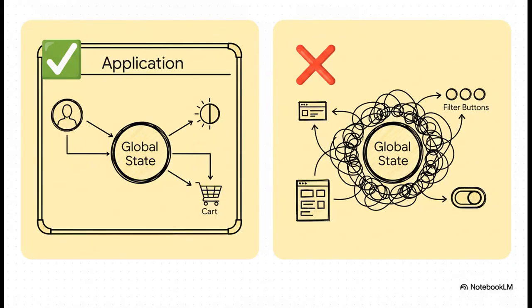Now, of course, this doesn't mean global state is evil. It's not. It just means we have to be really surgical about when we use it. And this right here is your cheat sheet. Is the piece of data something truly global? Like, is the user logged in? Or what's the current theme of the site? Great. Global state is perfect for that. But is it something temporary, like what's typed into a form or which filters are active? Nope. Keep that stuff local.